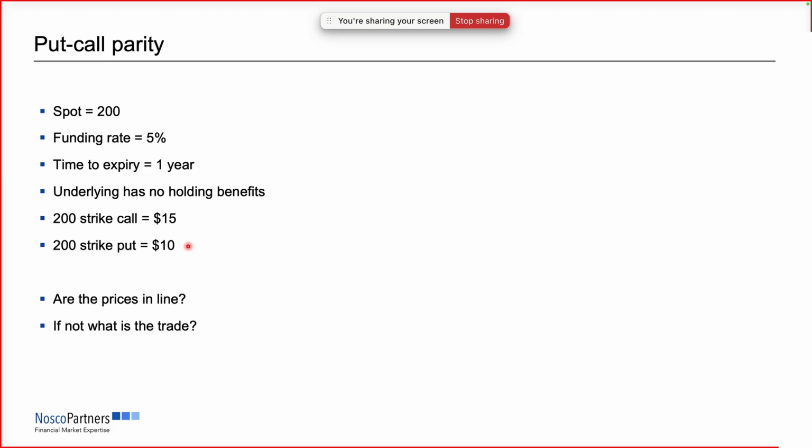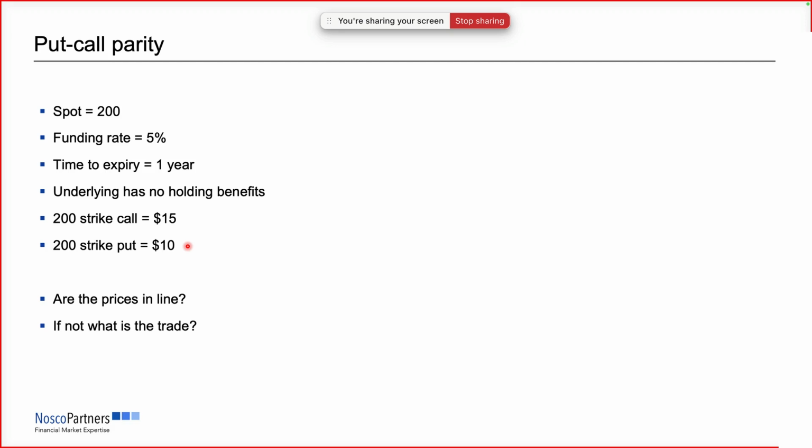The put has only volatility value because the put is out of the money. So you see, there is something that is not correct, because the call has a volatility value of say 5.50, 5 or 5.50. The put has a volatility value of 10. Put call parity is saying that the volatility value of the call has to equal the volatility value of the put if these options are on the same underlying, expire at the same time, and have the same strike.